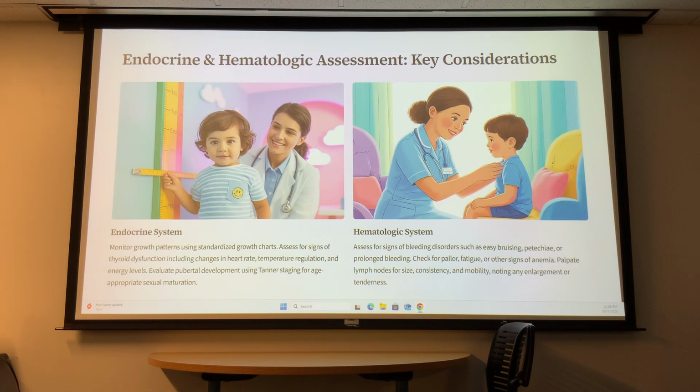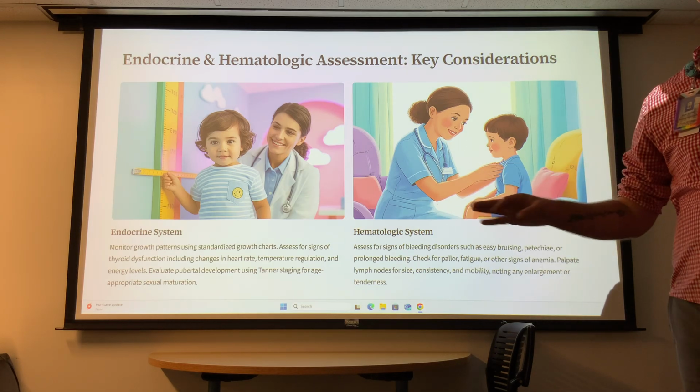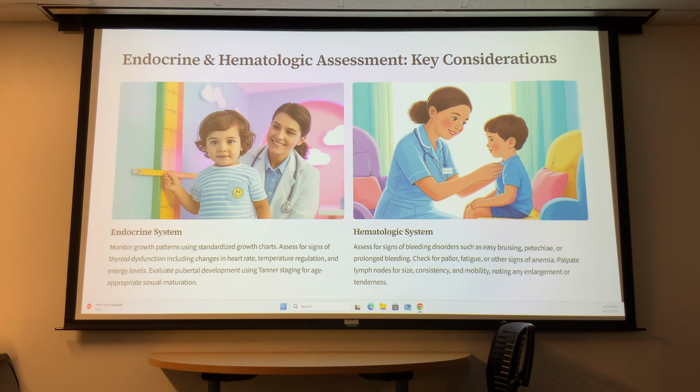All right. Their endocrine and hematologic assessments. Some key items for the endocrine: we're looking at monitoring their growth patterns, right? That's where those growth charts come in. When we're charting those, is there a pattern that shows they're not growing quite like they should? Then do we need to work them up for an endocrine issue? Do they have a pituitary thing? Do they have something else going on that we need to take a look at?